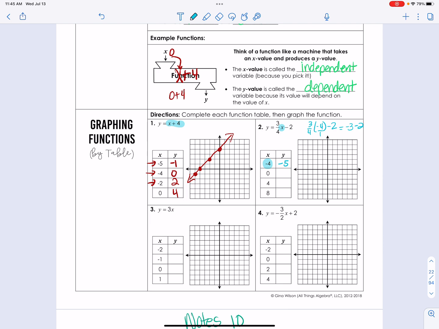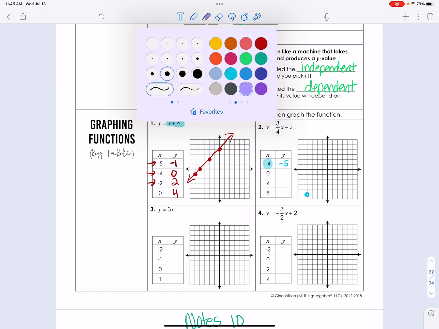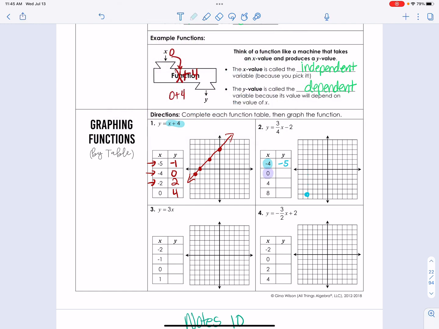So my point is at -4, -5. I have that point right there. Now I'm going to put 0 into my x, and I get 3/4 times 0 minus 2. So 0 minus 2 is -2. So I have a point at (0, -2).